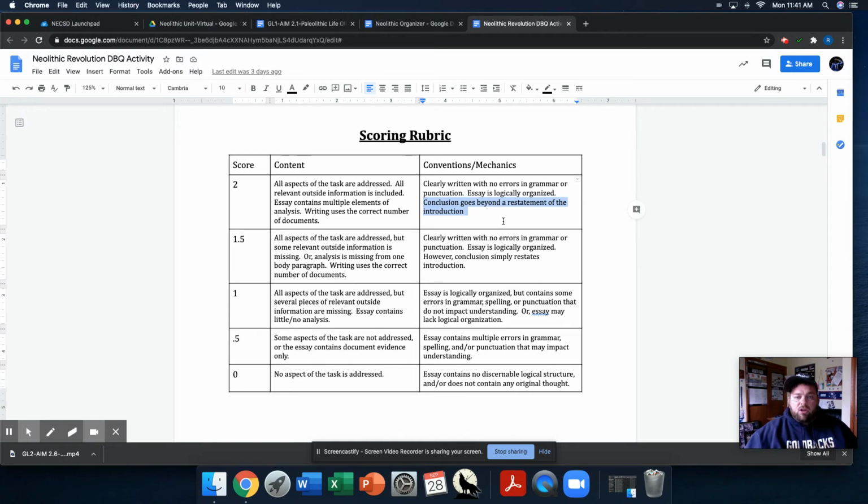So a conclusion that goes beyond a restatement of the introduction, extends the conversation, and brings something new, that's how you're going to get a 2. But if you simply restate the intro, you're really down here. You're in the 1.5 and 1 range, right? So you need to bring something extra.